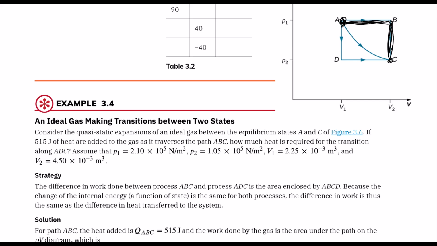Assume that P1 is 210,000 Newtons per meter squared, and P2 is 105,000. V1 is 0.00225, and V2 is 0.0045.